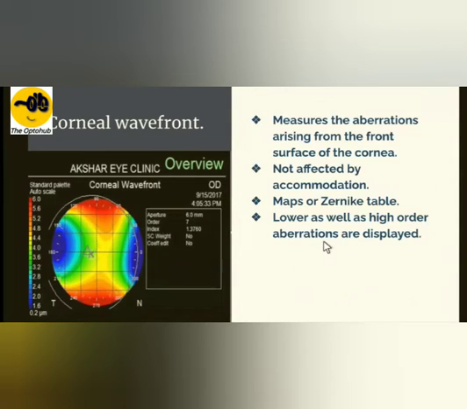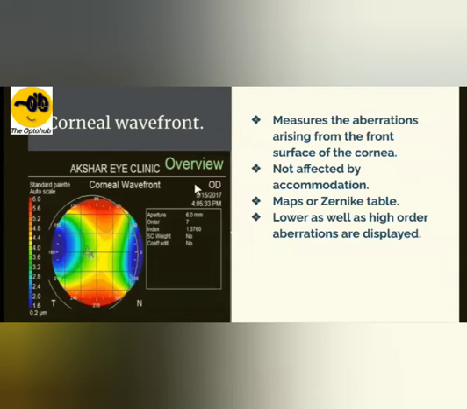It will tell you about the lower order as well as the higher order aberrations. But one should remember that in this case, lower order aberrations do not mean the refractive error. Lower order aberrations only mean astigmatism in this case. Whereas in true sense, the lower order aberrations are your refractive correction, that is the spherical as well as the cylinder.